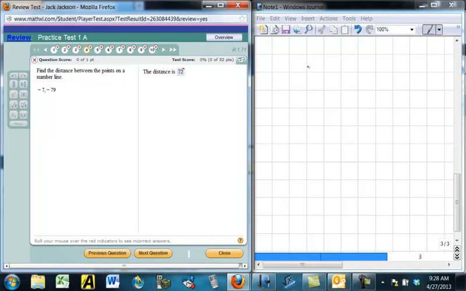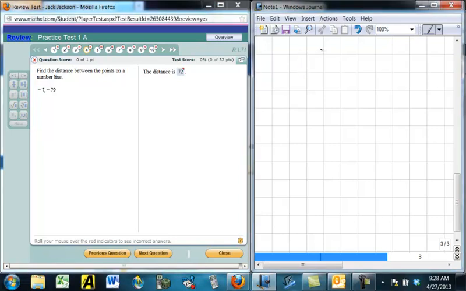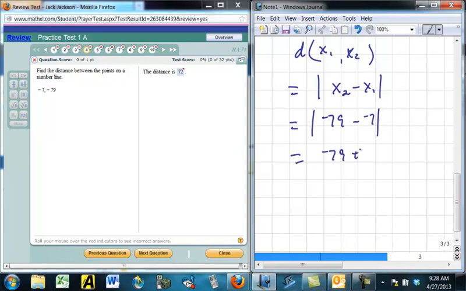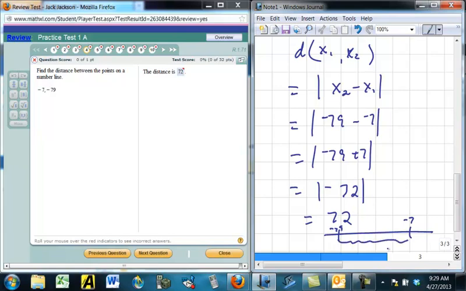Find the distance between 2 points on a number line. Well, the distance between a point x1 and x2 is the absolute value of the difference. So -79 minus -7, absolute value, that's -79 plus 7, which is -72, and the absolute value of that is 72. So it's a distance of 72. Okay, so you can think of that: if -7 is here, -79 is over here, that distance will be the absolute value of the difference.